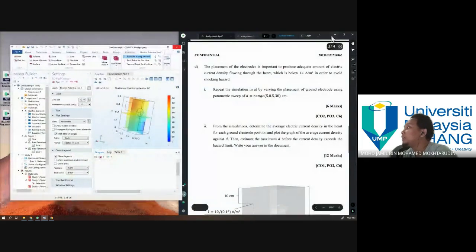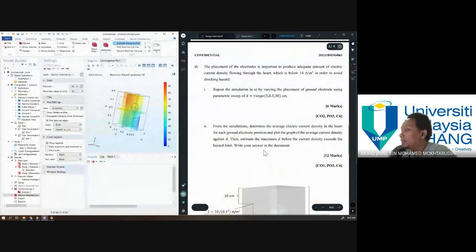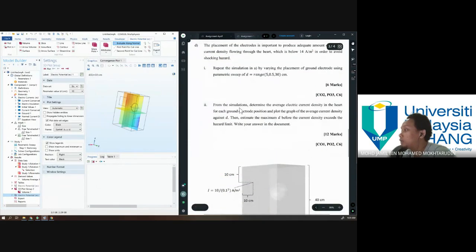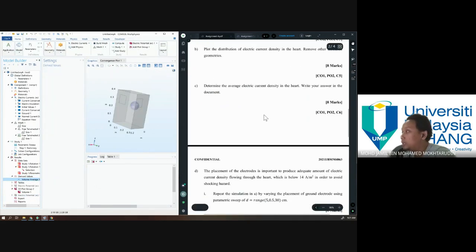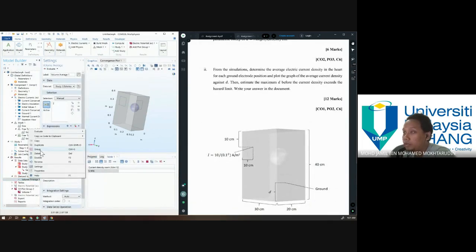Okay, lama gila. Then we finish question D1. Then disable this first. And then we can go to D number 2. From the simulation, determine the average electric current density in the heart for each electrode, ground electrode position, and plot the graph of the average current density against D. So again, this has been done in question C. So it's the same thing. So you just duplicate this.